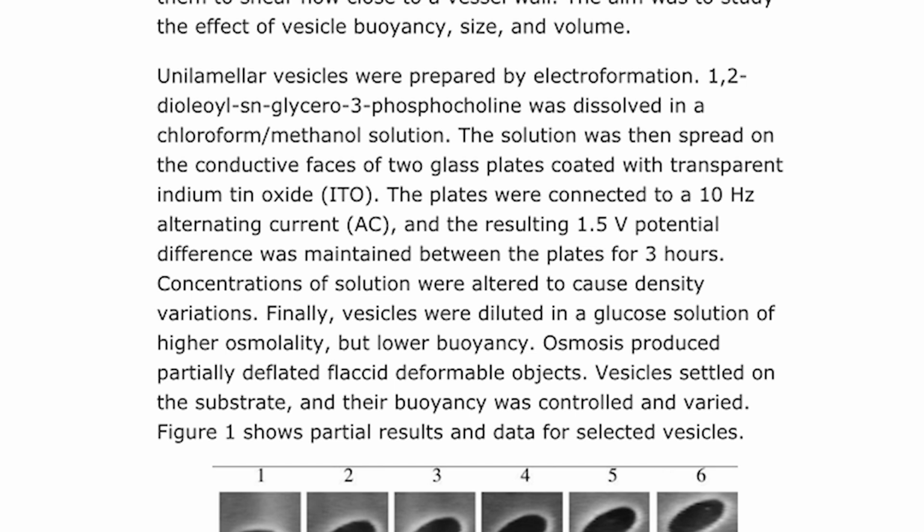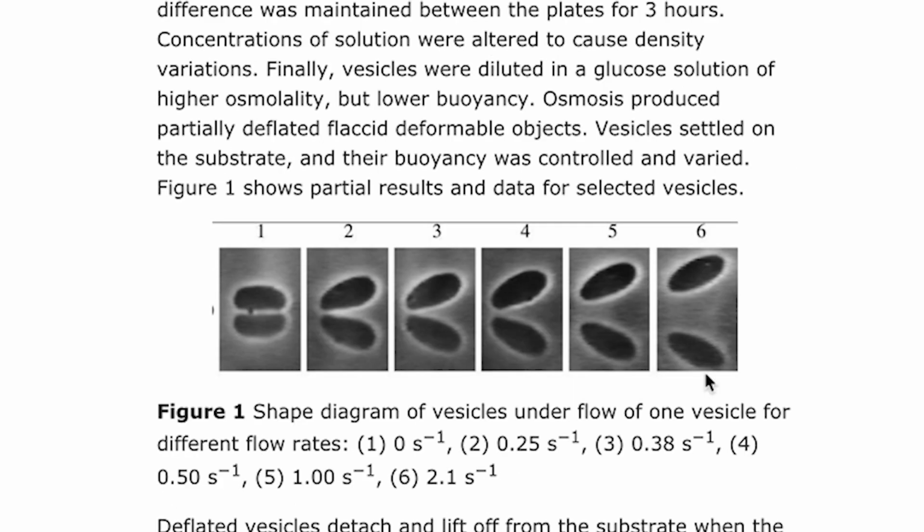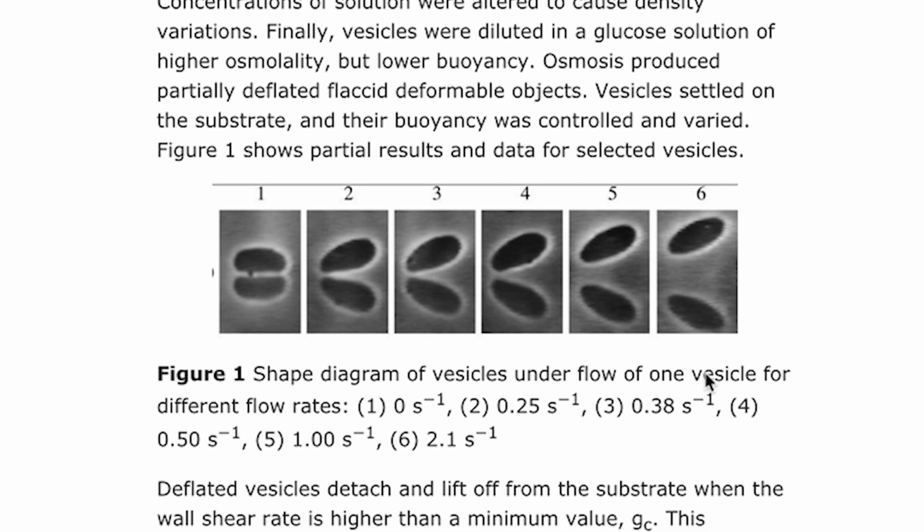Yep. Concentrations of solutions were altered to cause density variations. Finally, vesicles were diluted in a glucose solution of higher osmolality but lower buoyancy. Osmosis produced partially deflated, flaccid, deformable objects. Vesicles settled on the substrate and their buoyancy was controlled and varied. Figure 1 shows partial results and data for selected vesicles. So basically they created these vesicles trying to mimic red blood cells, and then they put them in a hypertonic solution, so it pulled some of the water out. They became kind of like flat tires, if you will. And they want to see how these are going to act under these scenarios.